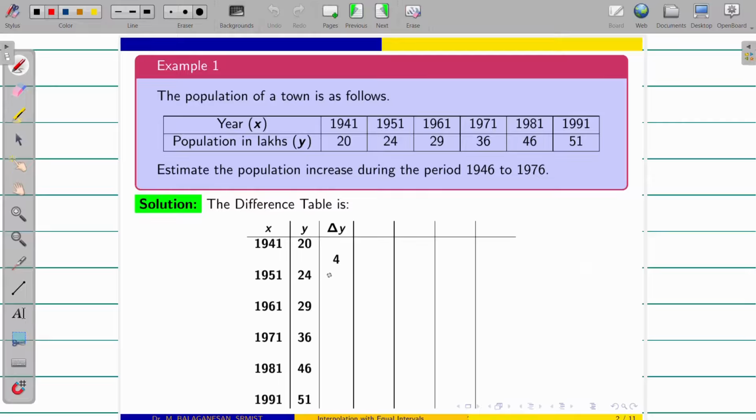As I told you already, this minus this, 24 minus 20, is 4. And then 29 minus 24 is 5. And then 36 minus 29 is 7. And then 46 minus 36 is 10. 51 minus 46 is 5. The first difference is over. It's so simple, guys.